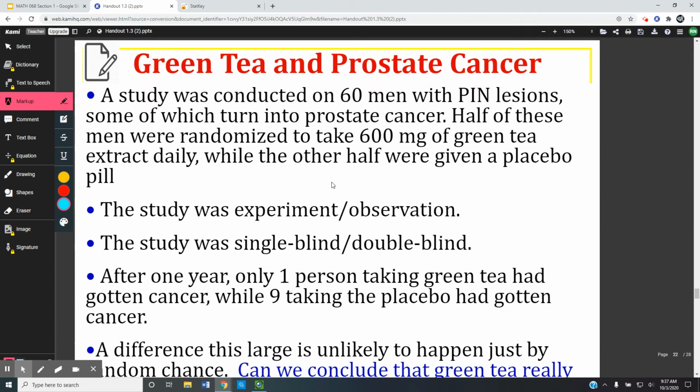Here goes a study, and this is a green tea prostate cancer study. It says a study was conducted on 60 men with PIN lesions, some of which turned into prostate cancer. Half of these men were randomized to take 600 milligrams of green tea extract daily, while the other half were given a placebo pill. So we definitely have a study, and we definitely have randomized them, and we have a control group getting a placebo pill, and a treatment group taking the 600 milligrams of green tea extract. But they both think they're getting a pill that has something in it.